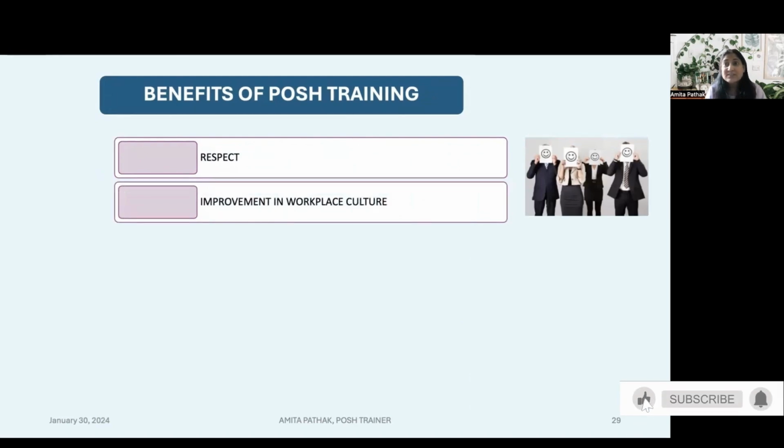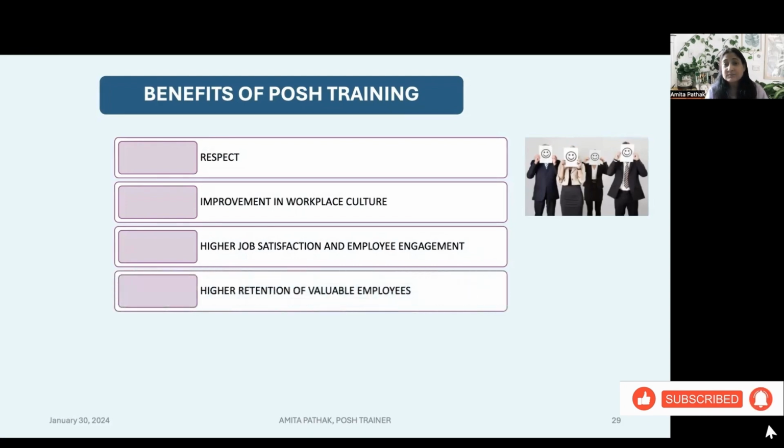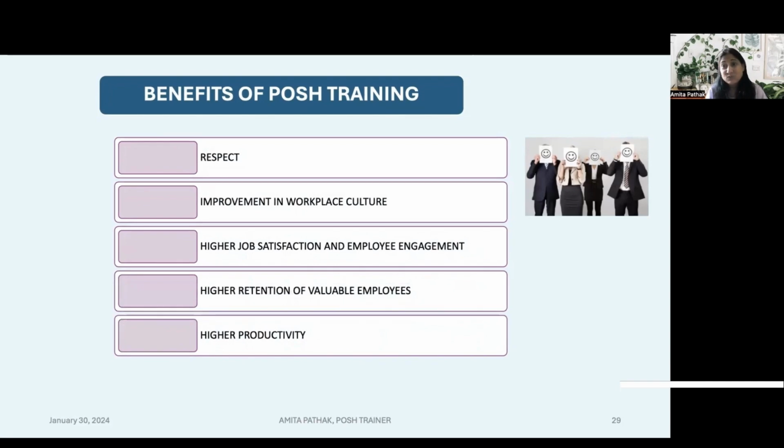When women are safer at a place, they contribute more. When men know their rights, it's a respectful workforce and the workplace culture will improve. People are highly job satisfied and the employee engagement rate will increase because it's a POSH compliant organization. The retention of valuable employees will be there, and higher productivity.